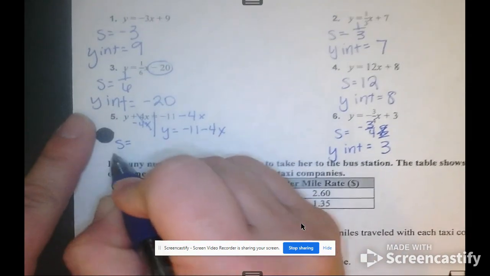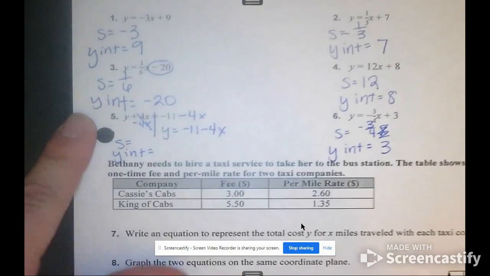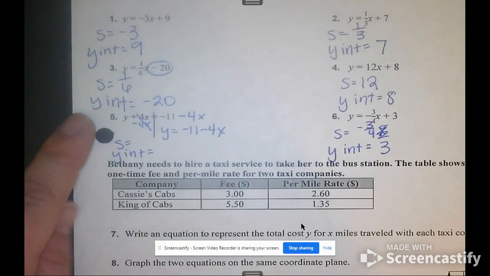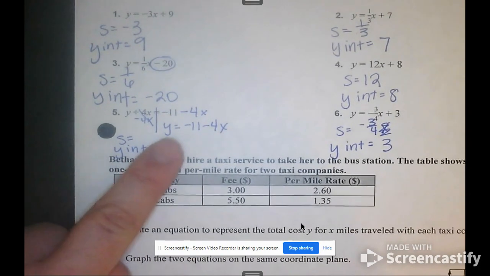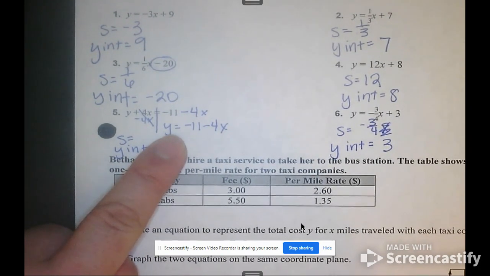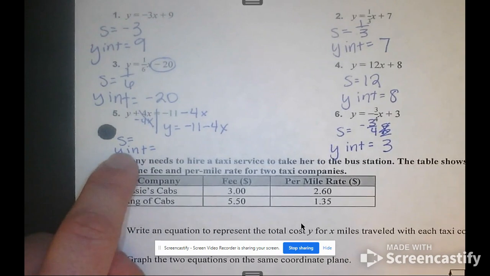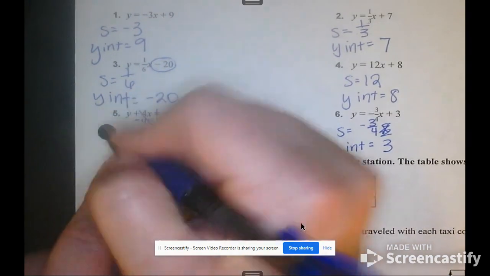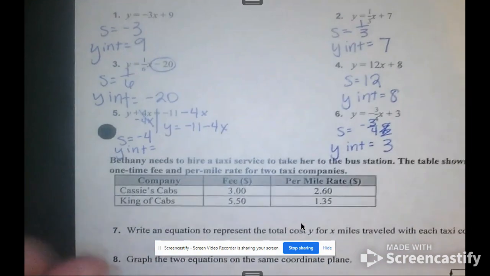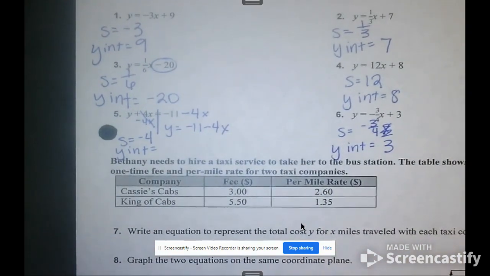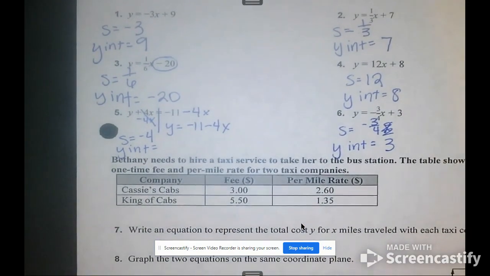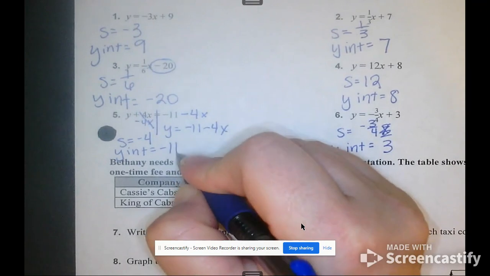Now can I identify what my slope is and what my y-intercept is? Yes. Couldn't you just switch them if you saw a problem like this? I would do it this way to be extra careful. Okay? All right, slope is what? Negative 1. No. Negative 4. Slope always has what behind it? The x. So you got to be careful. Okay, so my y-intercept would be what? Negative 11.